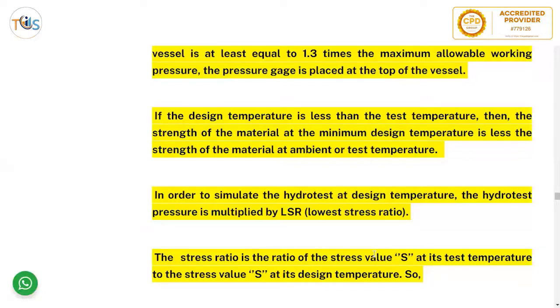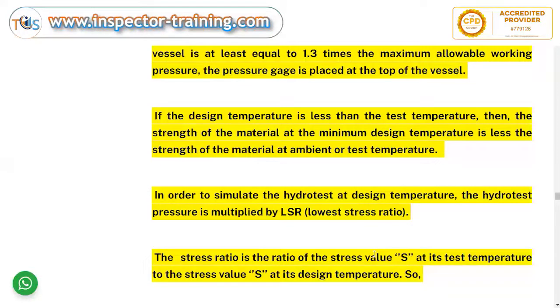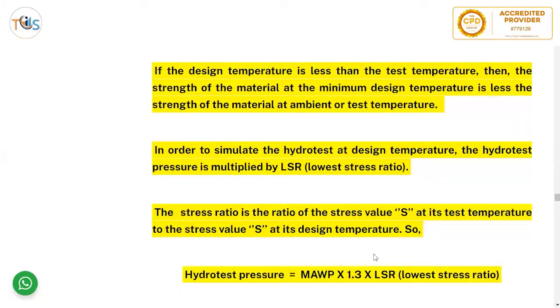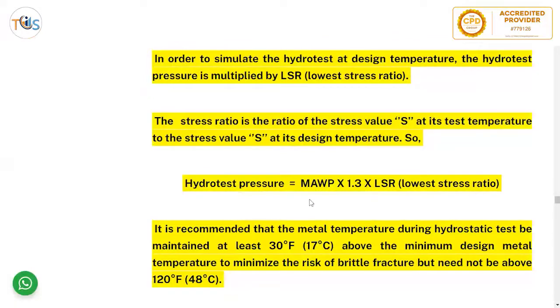So it means that because you are not testing it at minus 50 degree Fahrenheit, which is assumed to be the minimum design metal temperature, then you have to apply this stress ratio to simulate that. The pressure is the same, but the strength reduces when the temperature reduces or when the temperature increases too much. Say above 200 degree Fahrenheit, the strength starts reducing for most materials. At the lowest range also, it starts reducing. So you have to multiply by that lowest stress ratio in order to simulate the pressure at that temperature. So hydrostatic pressure is maximum allowable working pressure times 1.3 times lowest stress ratio.